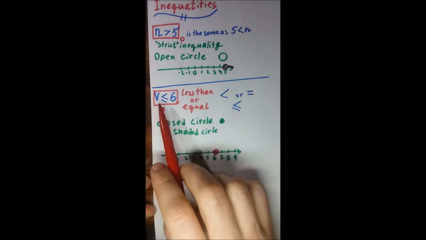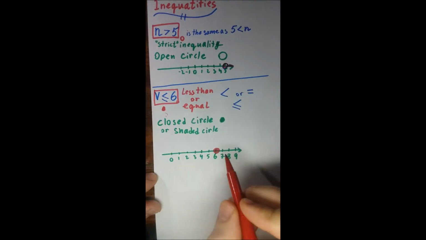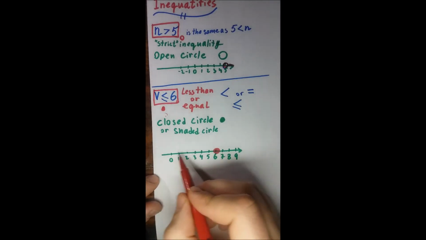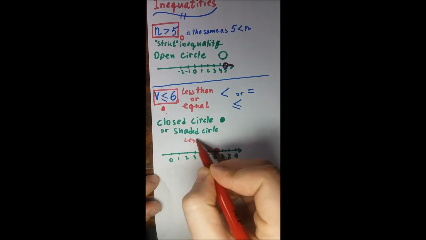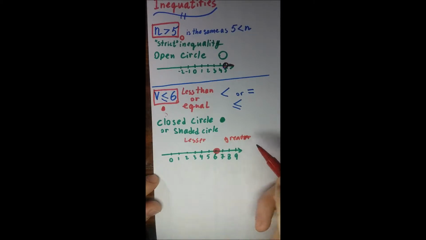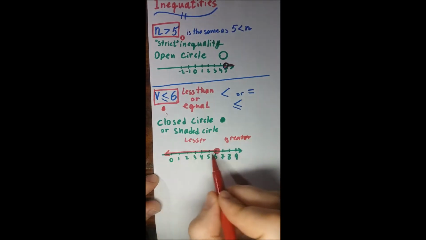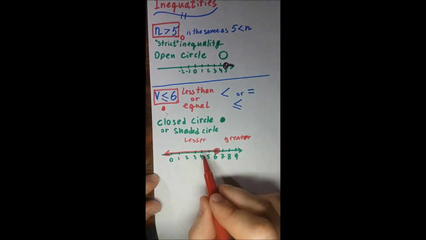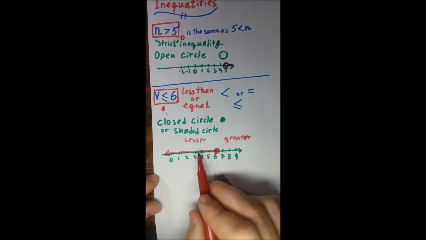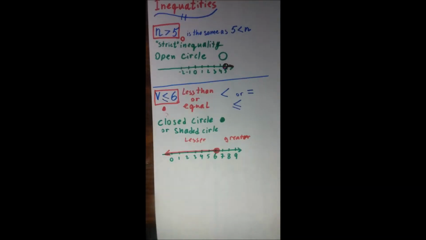V is any number less than 6. Well, I'm going to start at 6. Less than or equal to 6, my bad. We're starting at 6. And then any number on the left is going to be less than. So this is going to be the lesser side, and this is going to be the greater side. So we need to shade this one. And we're going to put an arrow here because every single number on this side is going to be the answer. For example, 5, 4, 3.5, 3, 2.9, all those numbers and going into negatives will be the correct answers.